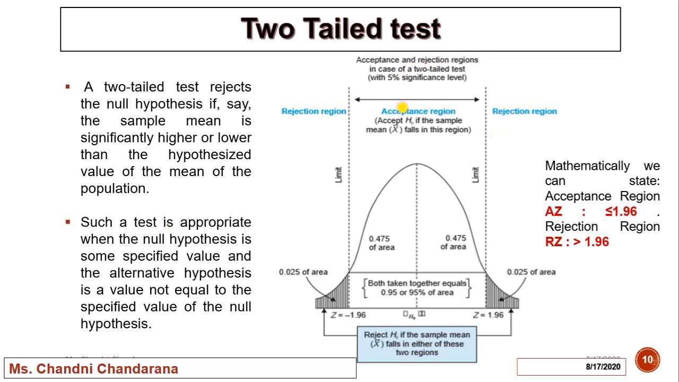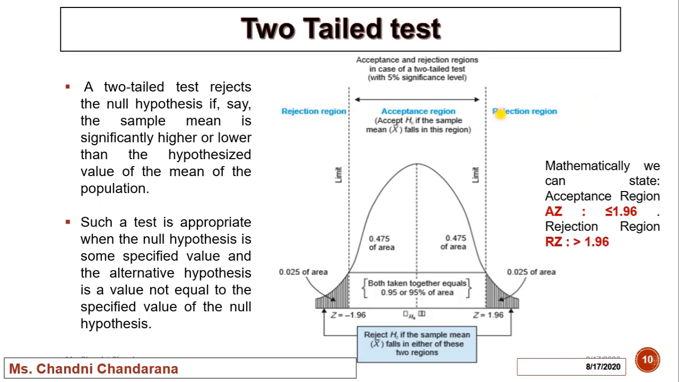Here it will be clear by this diagram. We can see the acceptance and rejection regions in case of a two-tailed test, right? With a 5% significance level. So here you can see this is a rejection.